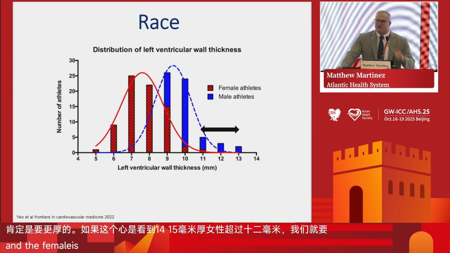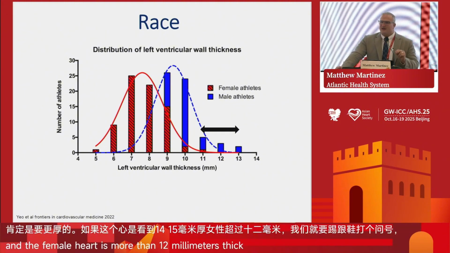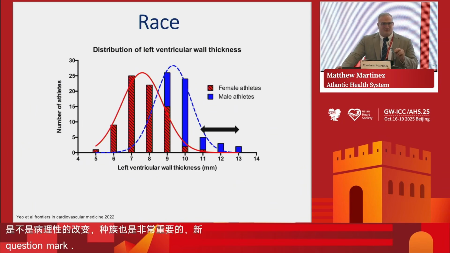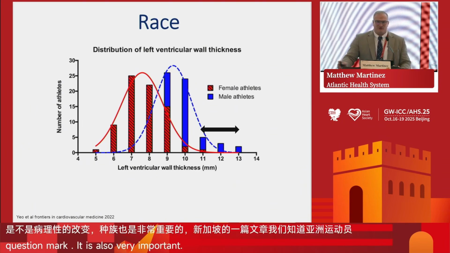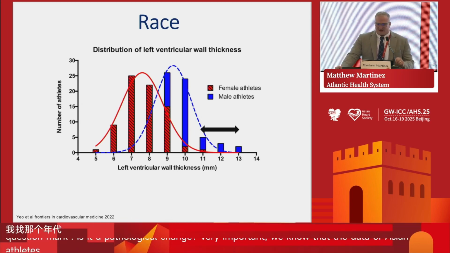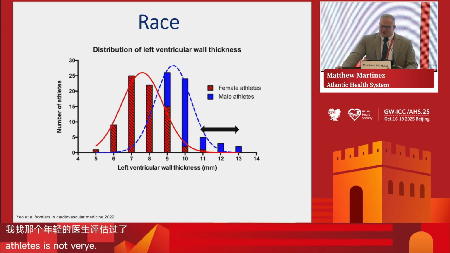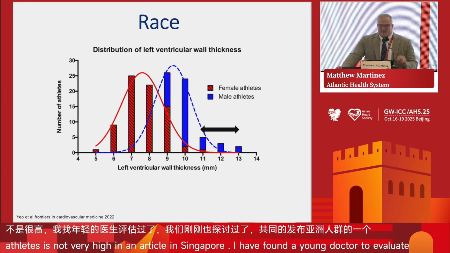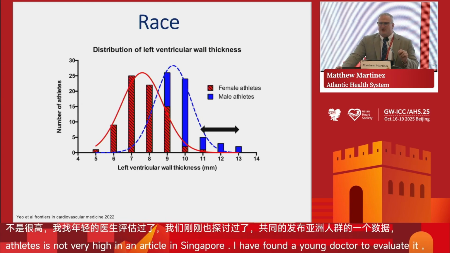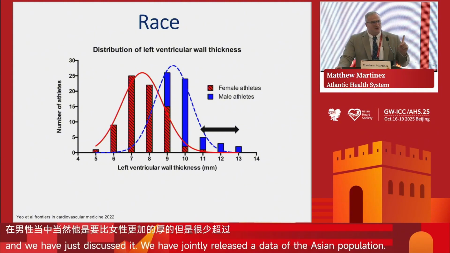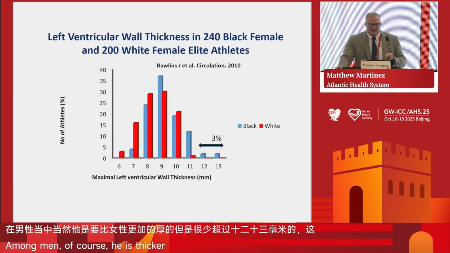The race matters. This is a group from Singapore. There's not a lot of data on Asian athletes. So if you're looking for a research project, I met with a young person earlier today, and we talked about evaluating this and publishing this sort of data. You can see that a similar phenomenon occurs. In men, they're thicker compared to women, but very rarely do they get beyond 12 or 13 millimeters in this group of athletes. So not only does the sport matter, but the race does as well.